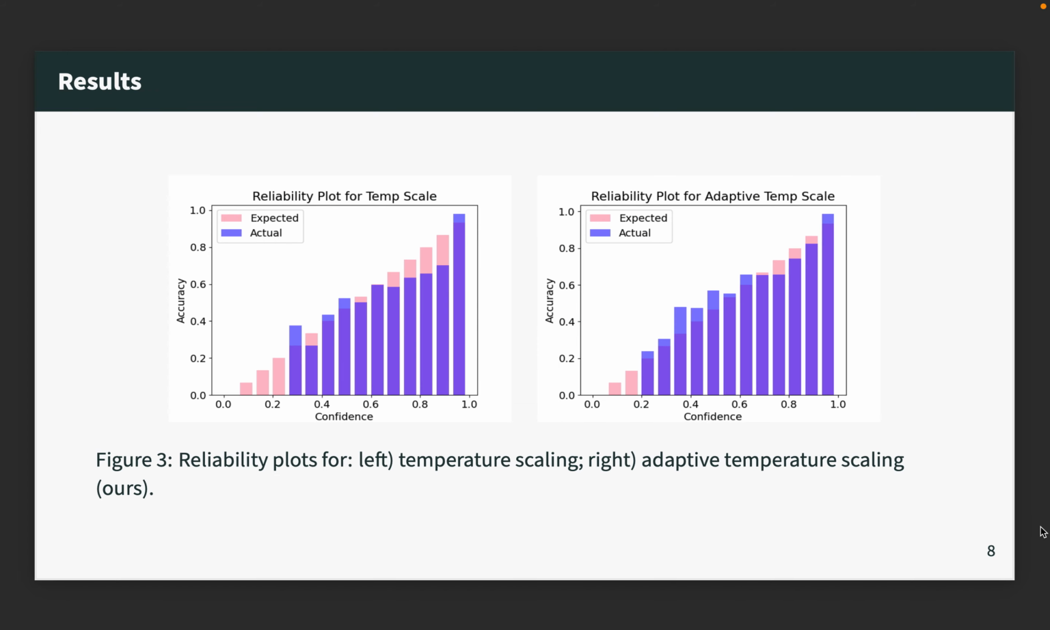Here is an example of the reliability plots, left for temperature scaling and right for adaptive temperature scaling. You can see that generally adaptive temperature scaling obtains much better calibrated values than vanilla temperature scaling.